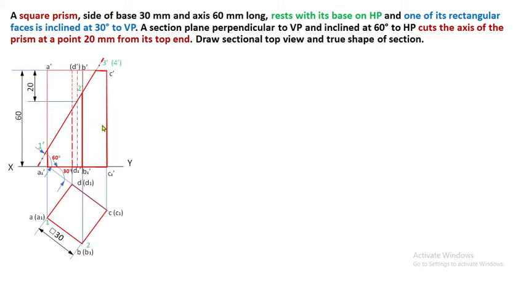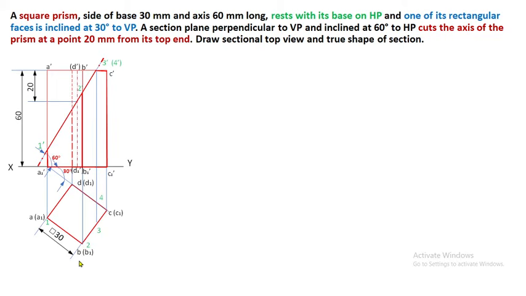Similarly, if you extend the projector from this point, the cutting point of the section plane, it meets BC at one point. This is 3. C dash D dash is also cut by the section plane at the same point. Here, this is the CD edge, so this has to be marked as 4.